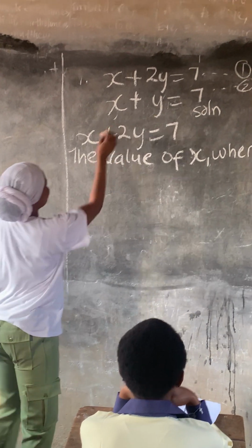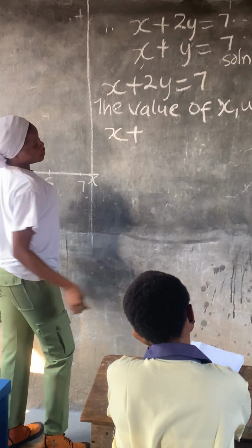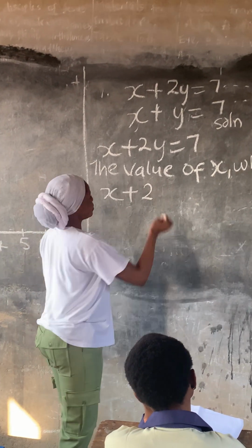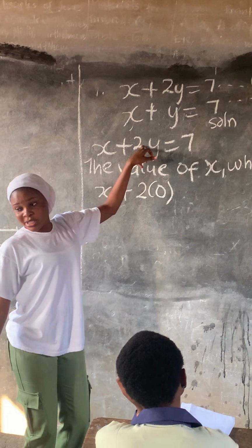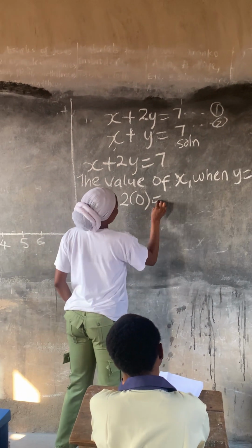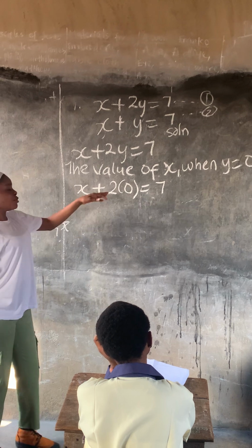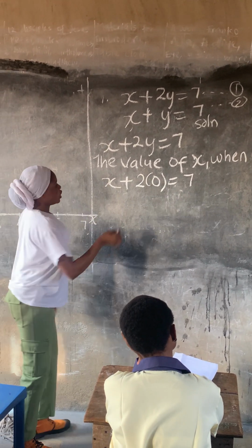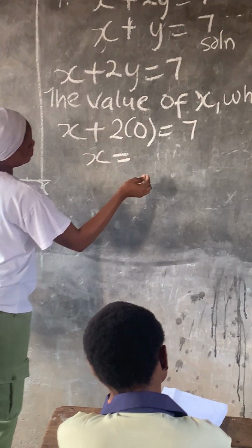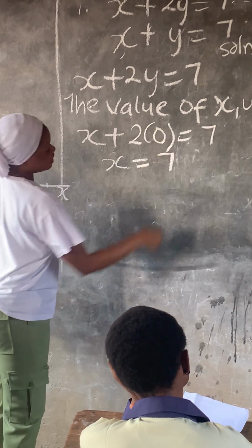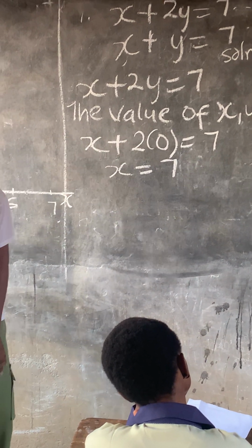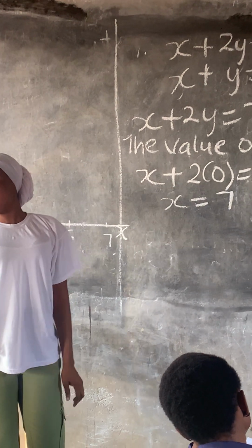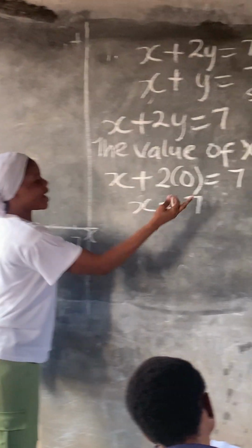So in this equation, x plus 2 times, anywhere you see y, you put 0, is equals to 7. Remember in your mathematics, any number times 0 is what? 0. So automatically x is equals to 7. 2 times 0 is 0. So x is equals to 7. Okay? So now we are done.